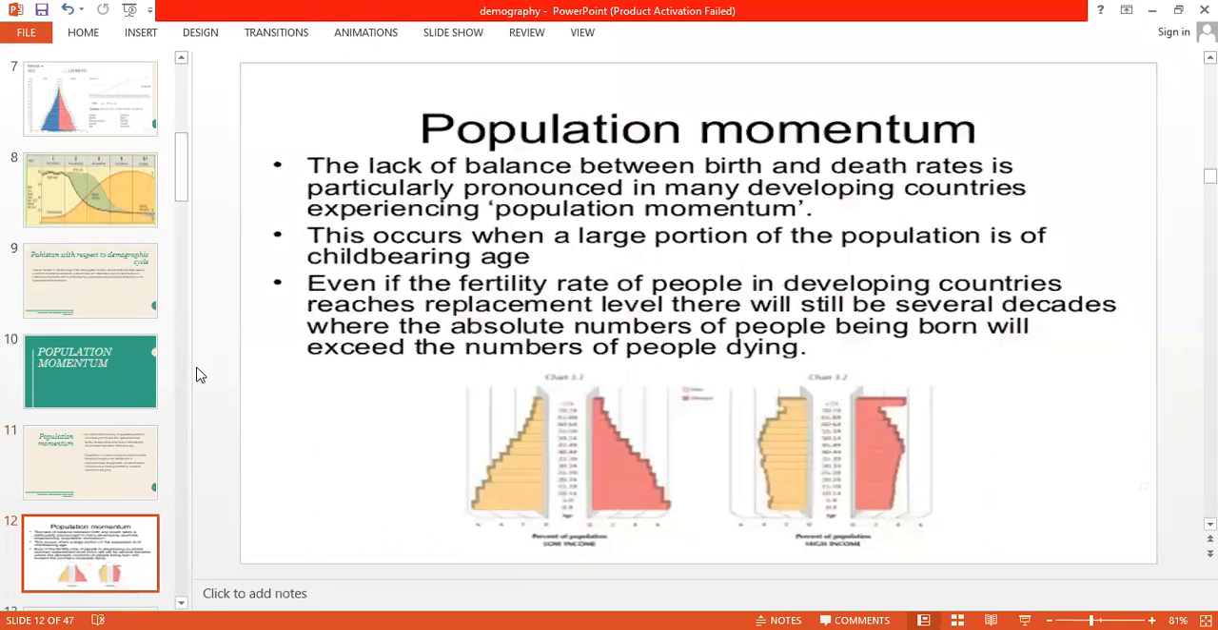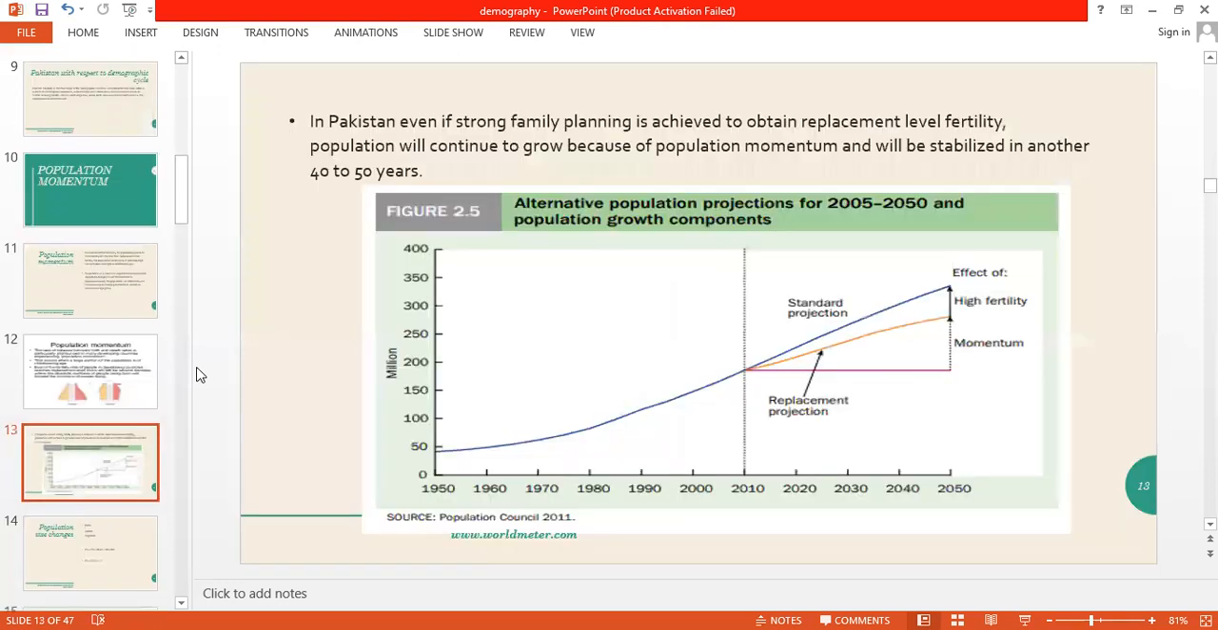Even if the fertility rate of people in developing countries reaches replacement level, there will still be several decades where the absolute number of people being born will exceed the number of people dying. In Pakistan, even if strong family planning is achieved to obtain replacement level fertility, population will continue to grow because of population momentum and will stabilize in another 40 to 50 years.